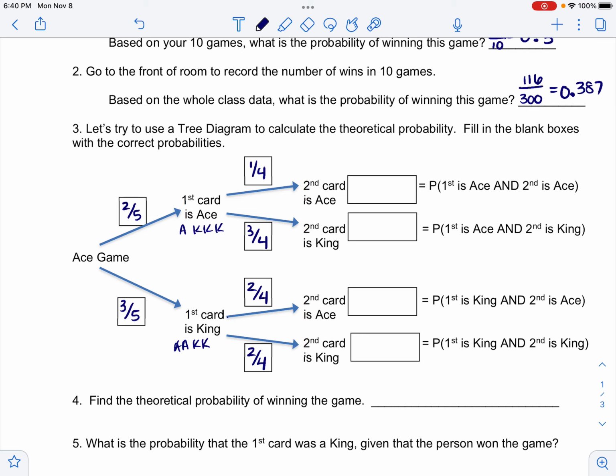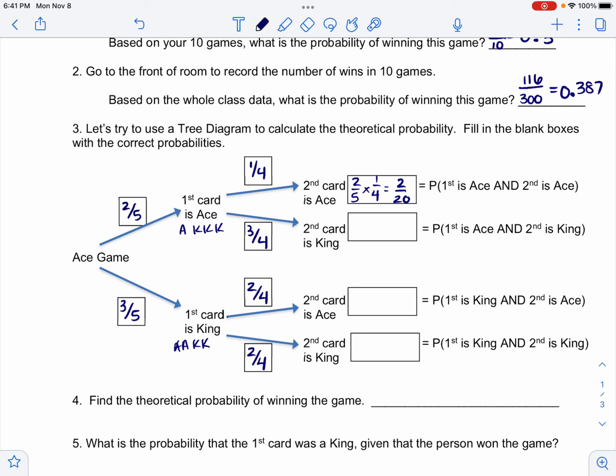Now, to find the final probability, so like this first branch here, first card is an ace, second card is an ace. This probability is the probability that the first is an ace and the second is an ace. So this and probability we find through multiplication. So in order to find that, I'm going to multiply the probability of the first ace, so 2/5, times the probability of the second ace, 1/4, and I get 2/20 as the probability for first ace and second ace.